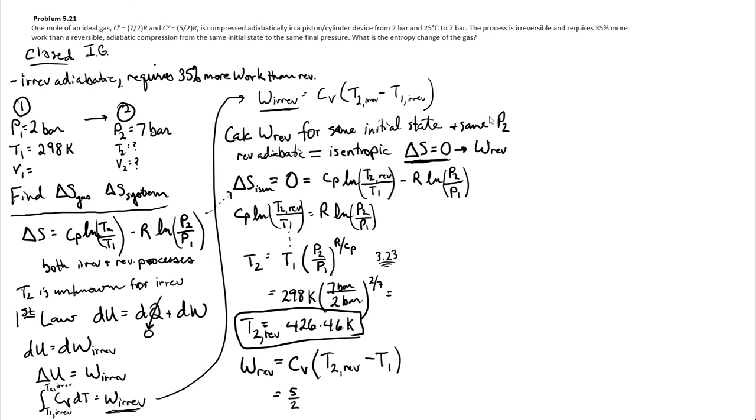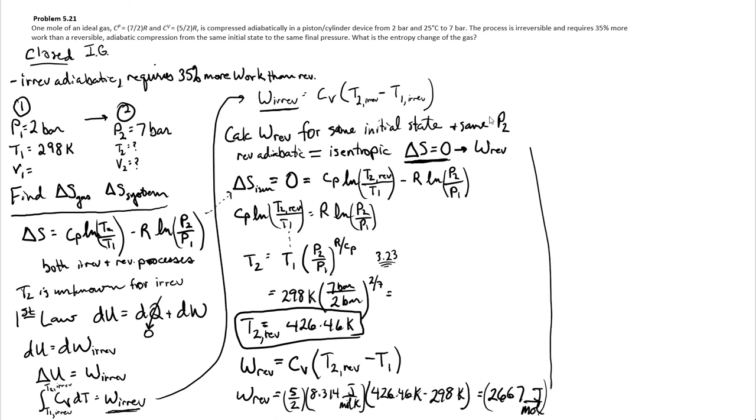And so that is 5/2 times R, which is 8.314 joules per mole Kelvin, times T2 reversible, 426.46 Kelvin, minus T1, which is 298 Kelvin. And I calculate that will be 2667. And that's joules per mole. Again, make sure you keep track of your units. That's my answer there. So my Kelvins are going to cancel and I'm just left with joules per mole. So this is the reversible work.